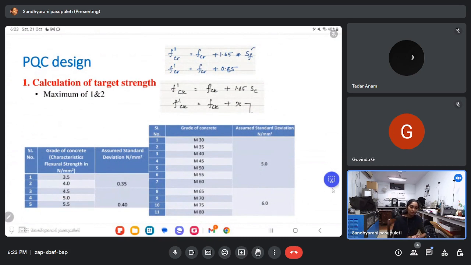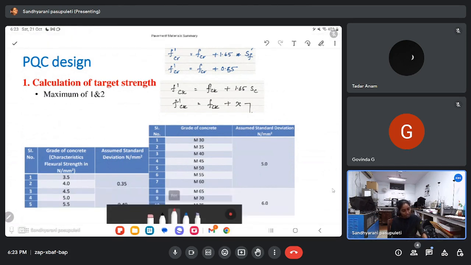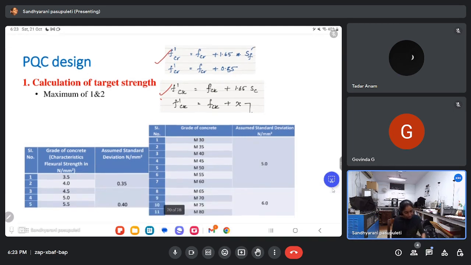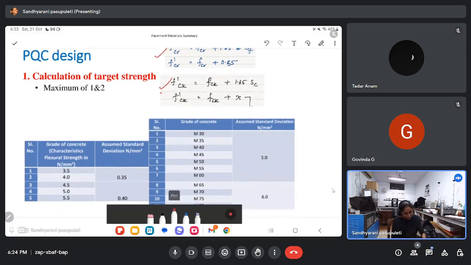PQC and DLC design. PQC is pavement quality concrete, which is the topmost course of the concrete pavements. This design includes, first, initially we decide the target strength for all the concrete mix designs. That is based upon either compressive strength or flexural strength. So we have two formulas to calculate it, and in these formulas, if we want to understand the standard deviation, that can be determined from these tables. Tables have been given.